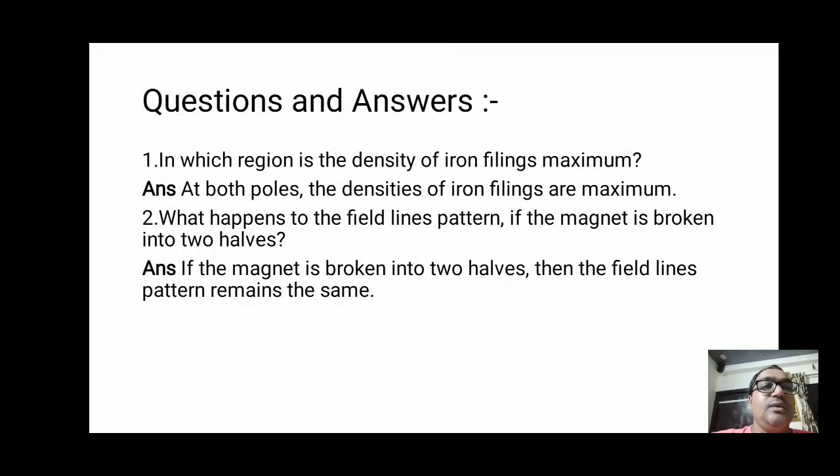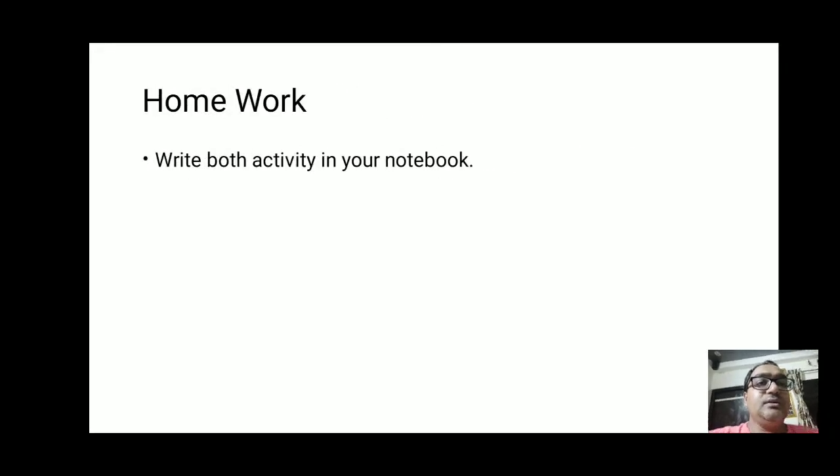Okay students, I hope you understand these two activities. Today's homework is that you have to write both the activities in your physics notebook and draw the diagram.